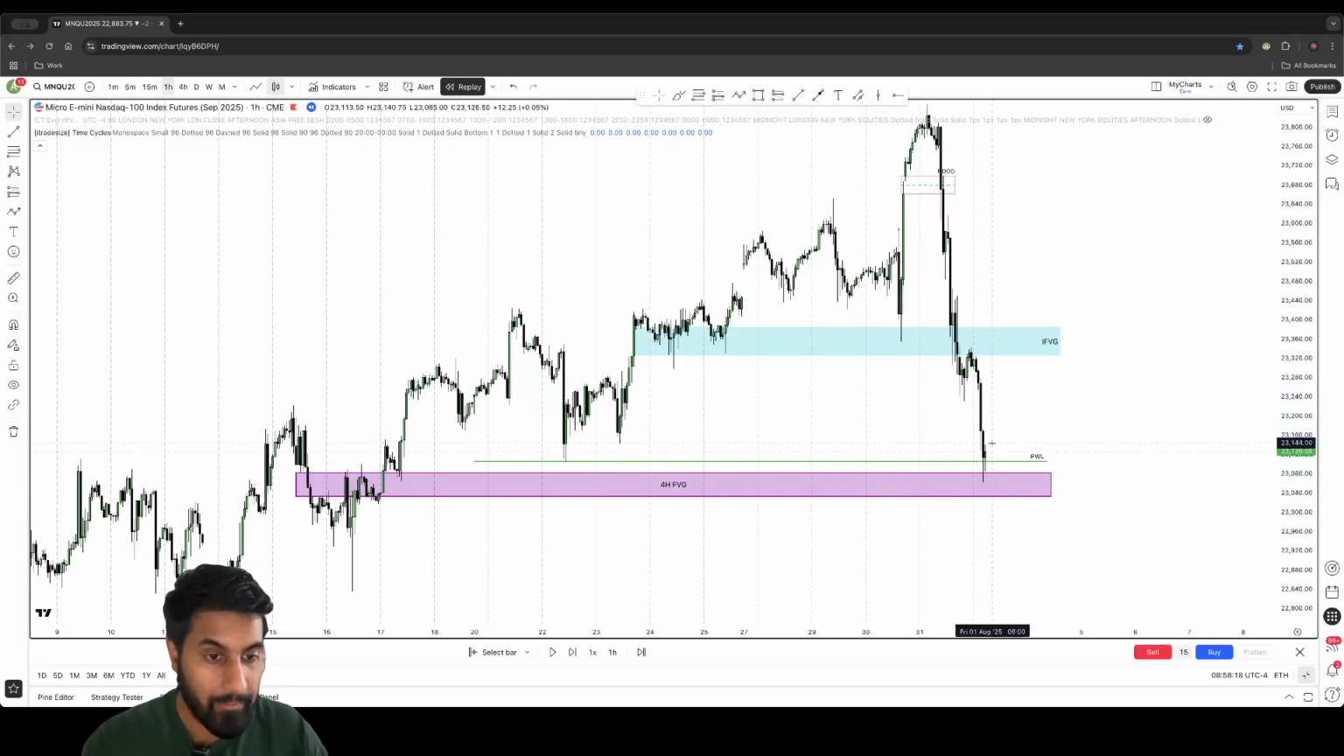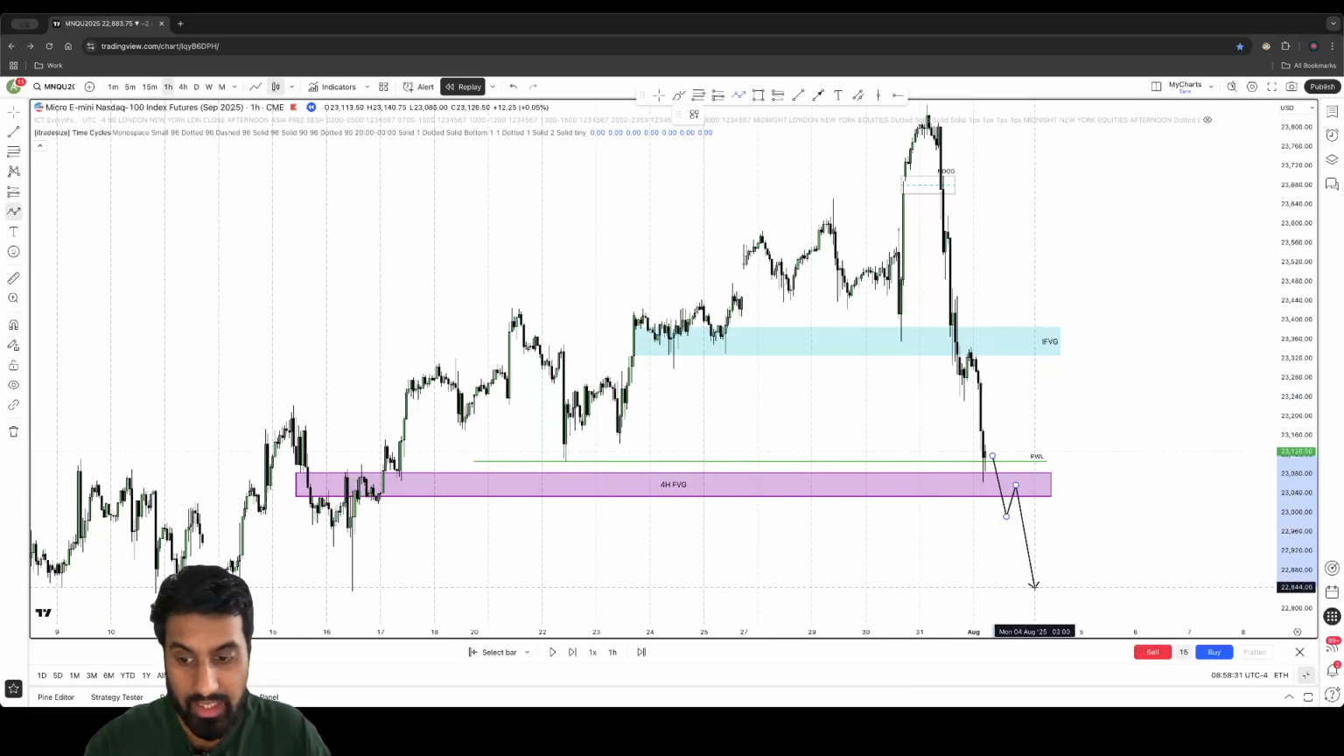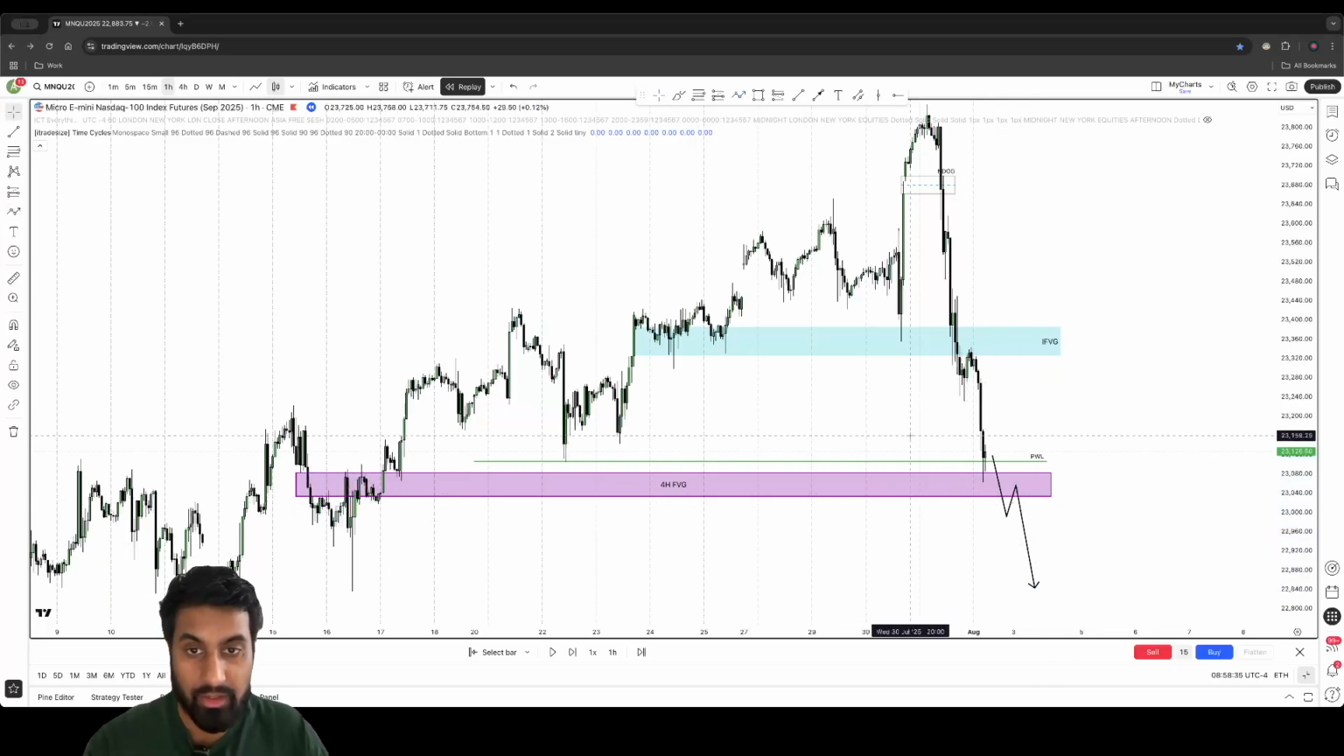So before I was looking for buy positions, I was also giving the possibility that if price closes below this 4-hour fair value gap and starts to close below this, then we were likely to use this as support to attack the lows, right? So that was my bearish idea after price moved along.